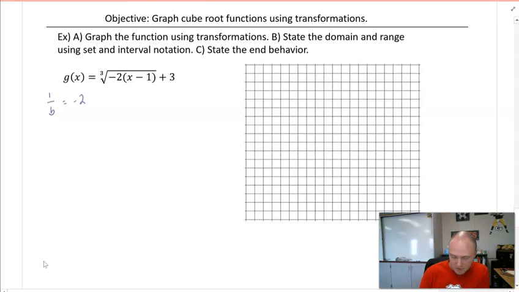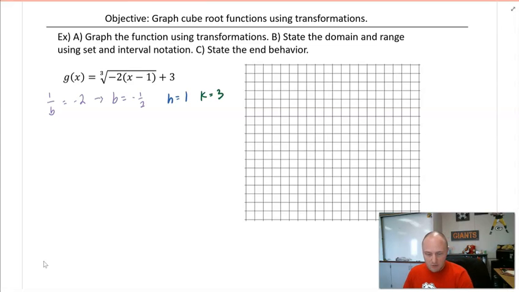So this implies, if I go ahead and take the reciprocal, that b is equal to -1/2. It's going to be horizontal compression, also with a reflection. Our h value in this case is going to be a +1, so we'll go to the right one. And it looks like our k value is a +3, so we're going to be moving up 3 units.